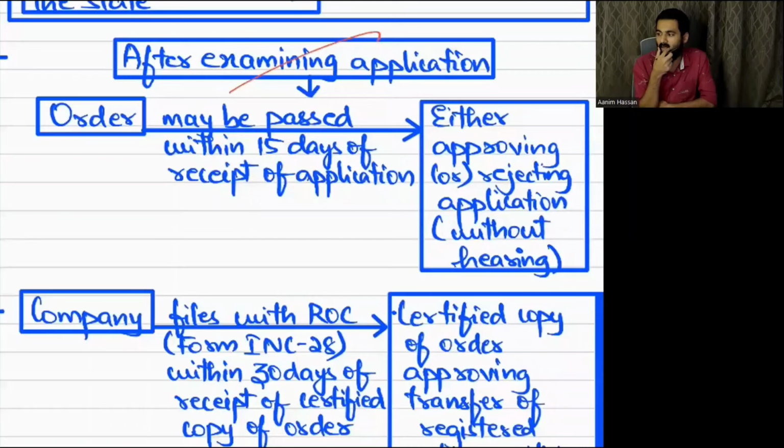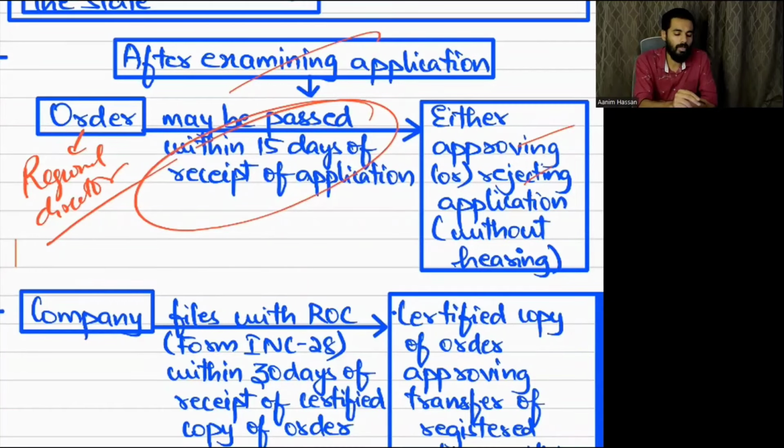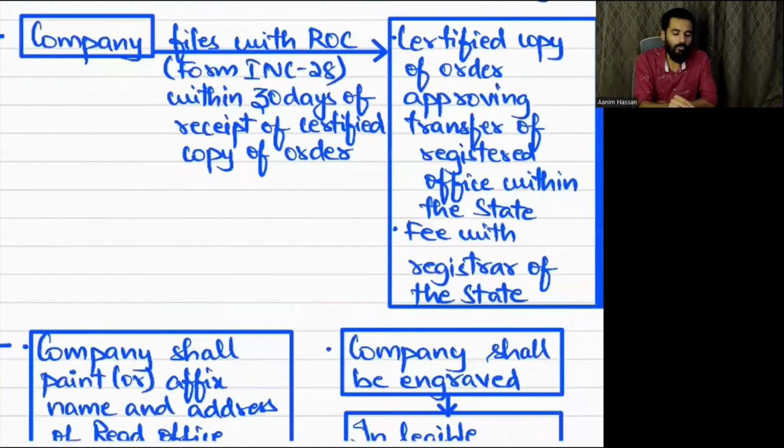After examining the application, who will give the order? Of course, the regional director only. Because we are giving the application to the regional director, he will pass the order. He will either approve or reject it, but he will do so within 15 days of receipt of the application.